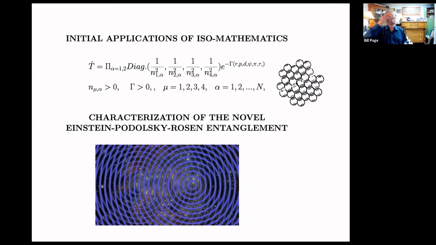So with that background, I'm just wondering, in your expression here for t hat, you have these subscripted variables n. Are these the variables that you're referring to as being hidden in quantum mechanics?